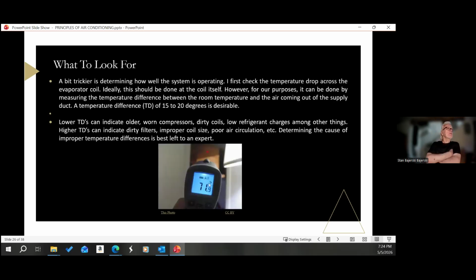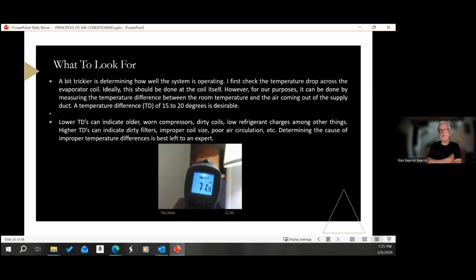A bit trickier is determining how well the system is operating. So I first check the temperature drop across the evaporator coil. Now, in commercial units, industrial units, there are usually ports right across the evaporator coil and across the filters. So the filters, you want to make them last as long as possible, so you take a pressure drop there. But on the coils, you take the temperature drop right at the coil. We don't do that in residential.